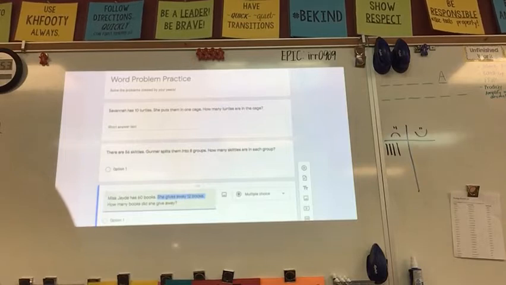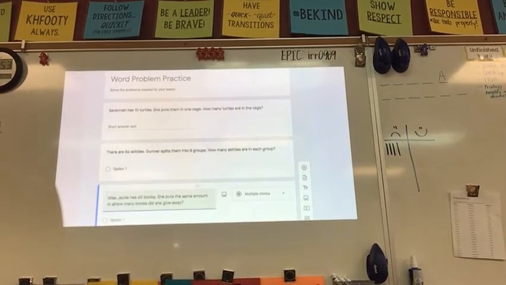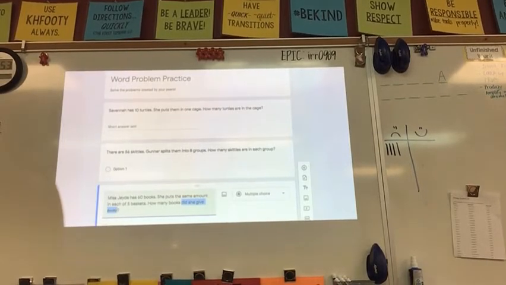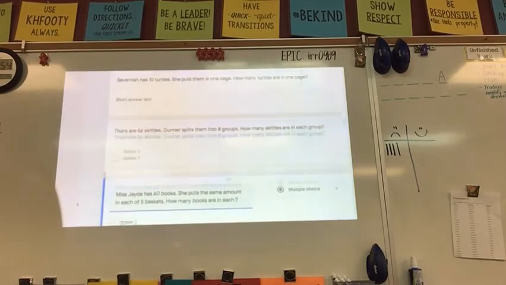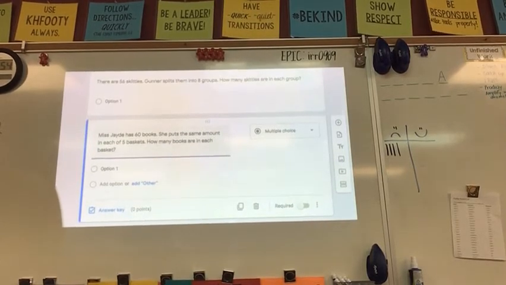In baskets. How many baskets do you want her to put them into? She puts the same amount in each of 5 baskets. That works because 5 is a count by of 60. How can we finish this, friends? What are we calling our groups in this problem? Miss Jade has 60 books. She puts the same amount in each of 5 baskets. How many books are in each basket? There we go. Let's do another one.